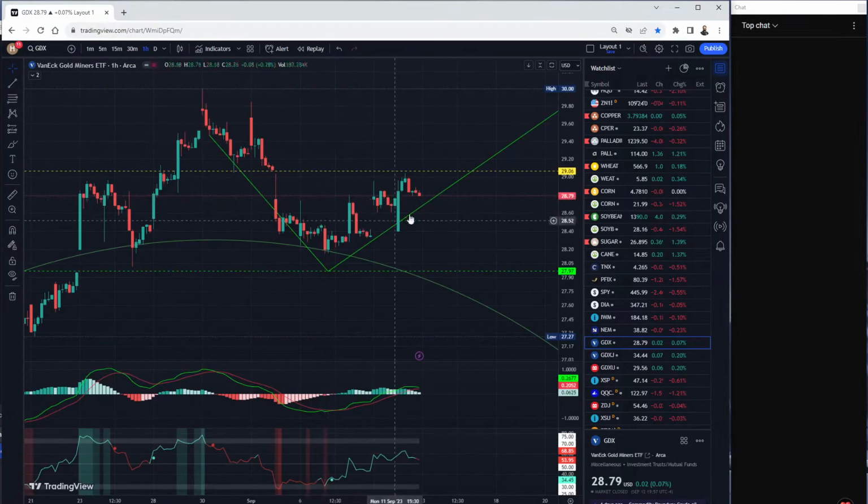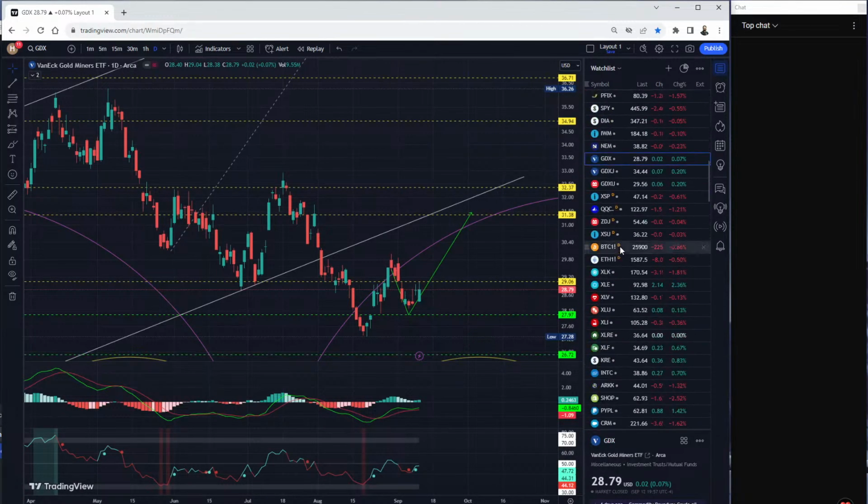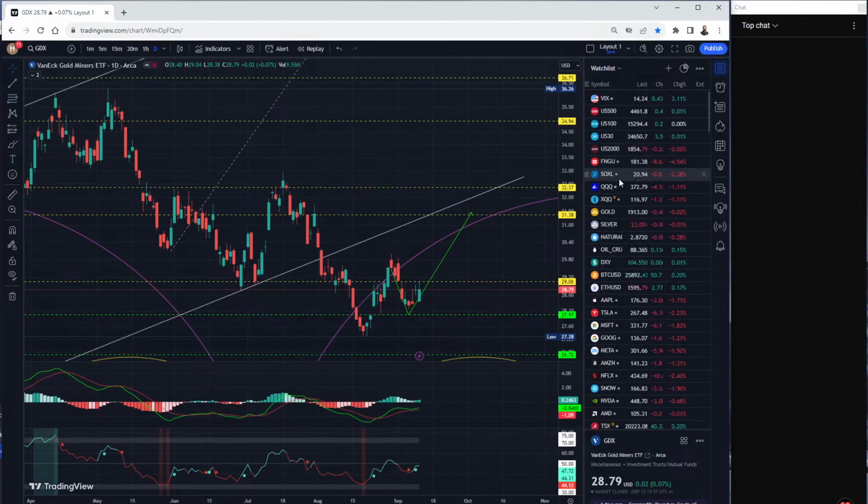There's a gap here. It filled one of the gaps. I think this gap is filled. It was around 28.41. You can see massive candle filled it. Now there's another gap around 27.97. Let's say 28. That's my target for gold miners. And let's look at individual stocks.